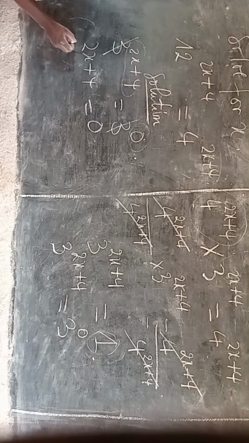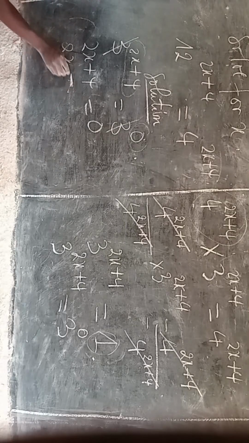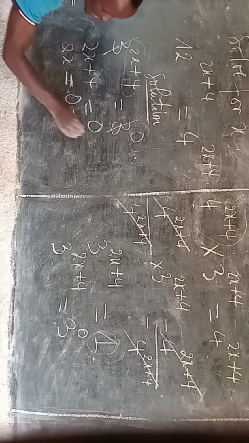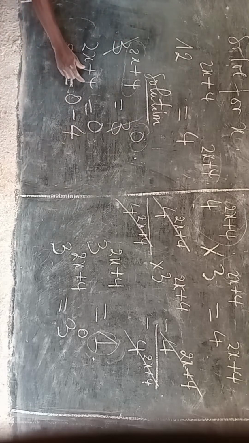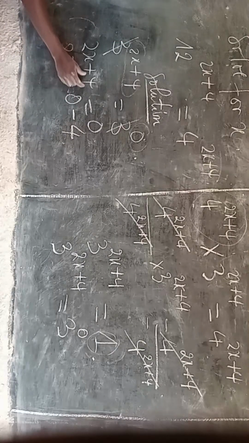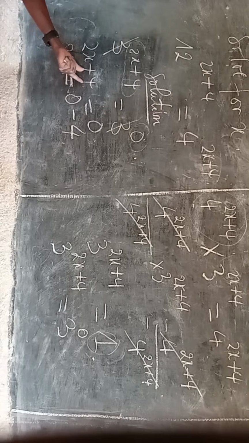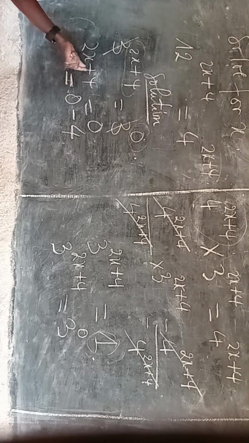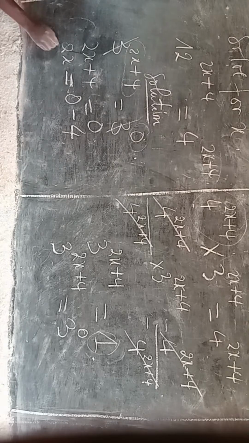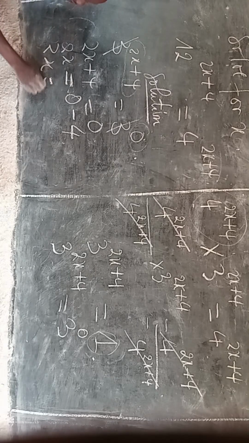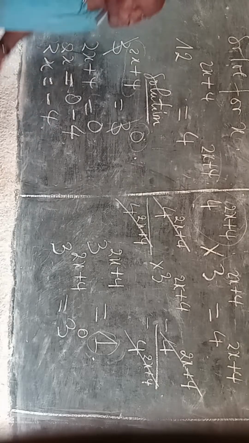Now, we are going to solve this linear equation. It is 2x, which is equal to 0 minus 4. It is because we have plus 4 in the first member. Now, it is going to the second member. The sign will be changed into minus. This plus will be changed into minus. Now, we remain with 2x is equal to minus 4.